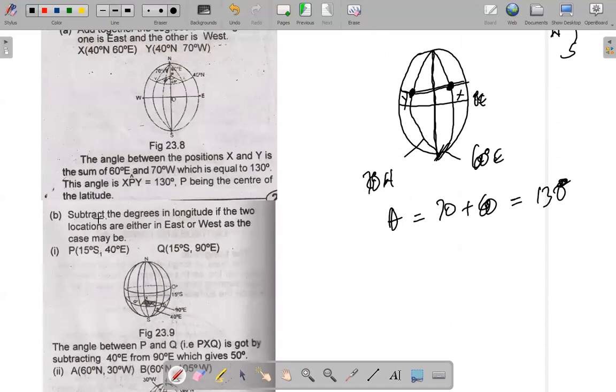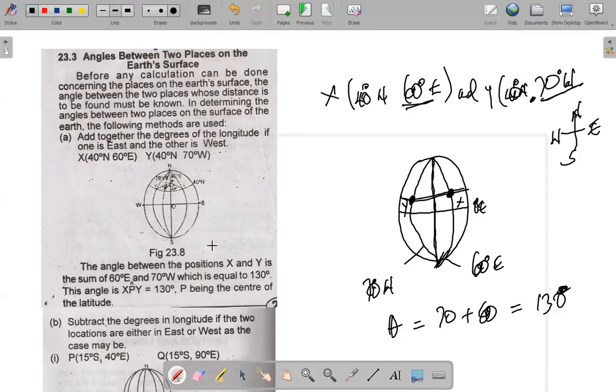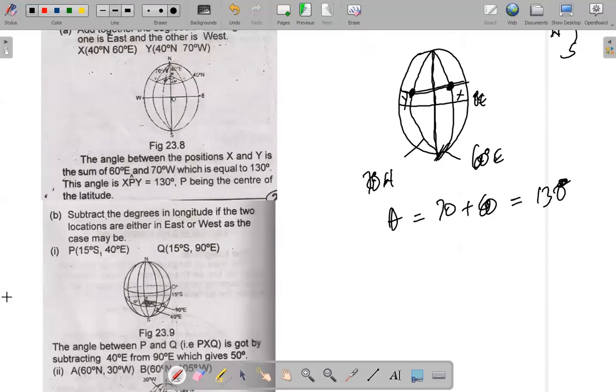Then method 2 says subtract the degrees in longitude if the two locations are in either west or east. That is, if both points are in the same hemisphere, either west or east, we are going to subtract the longitudes in that case to get the angle between them.